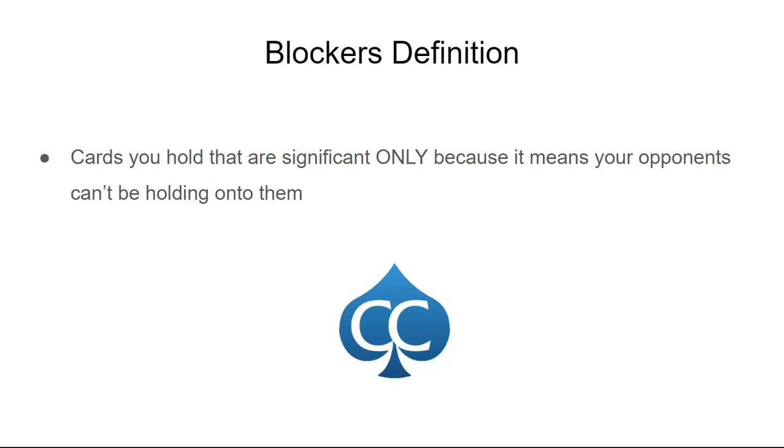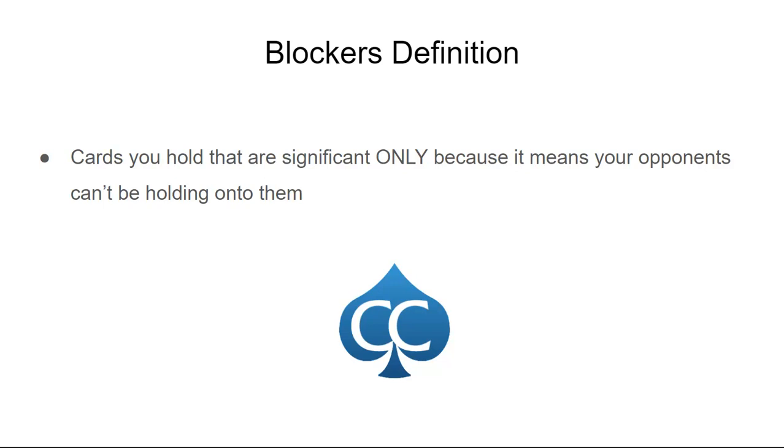Another example is in Omaha. A common one is the naked ace bluff. So let's say there are 3 spades out there, and you only have 1 spade, but it's the ace of spades. That means your opponents cannot have the ace of spades. So you bluff knowing that you have that ace of spades blocker.